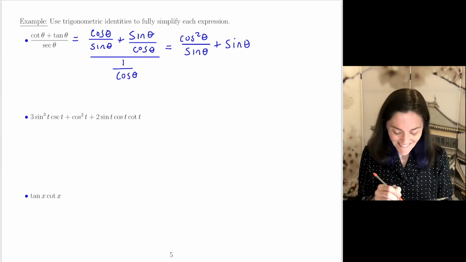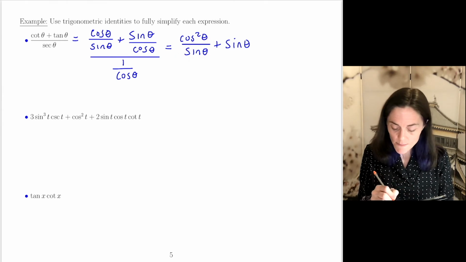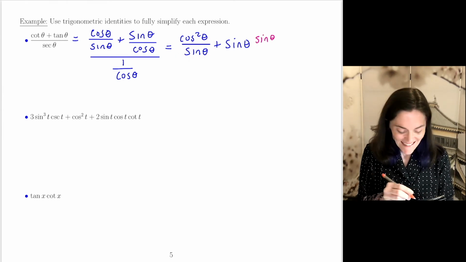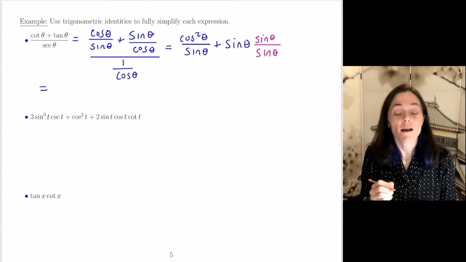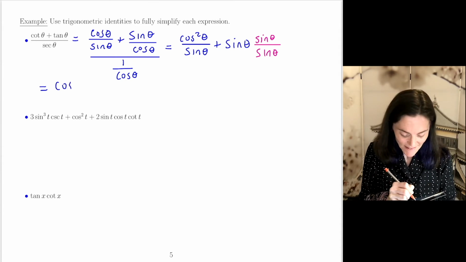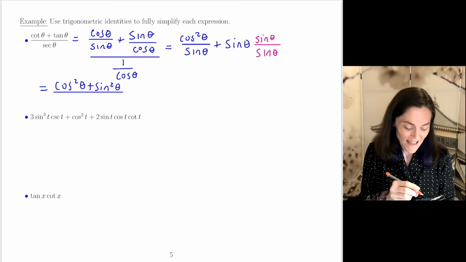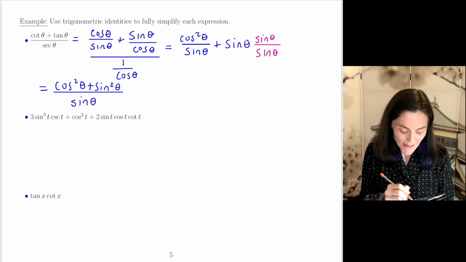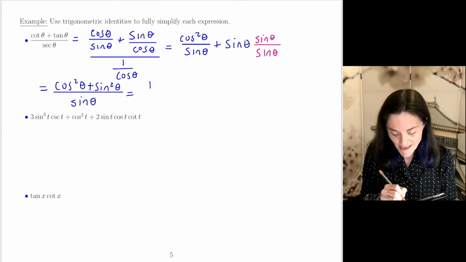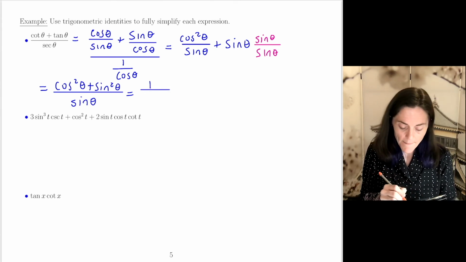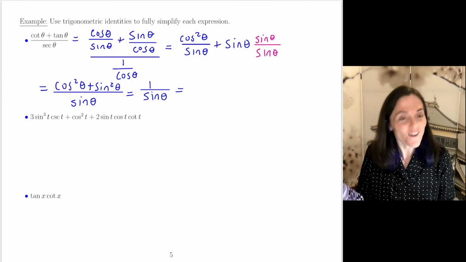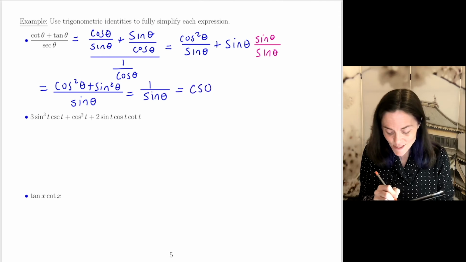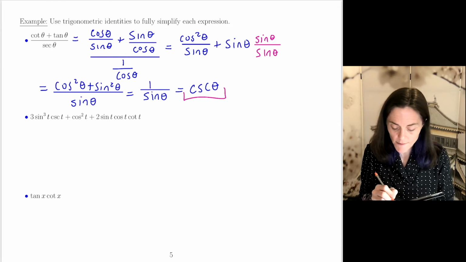The common denominator is just sine theta. So what I can do is multiply this by sine theta divided by sine theta, and you see what happens. I get cosine squared plus sine squared over sine. Now, sine squared plus cosine squared is 1. And so we get 1 over the sine of theta. Another way you could write that is the cosecant. So this, which was cotangent plus tangent over secant, simplified a lot to just the cosecant of theta. This will be my final answer here.